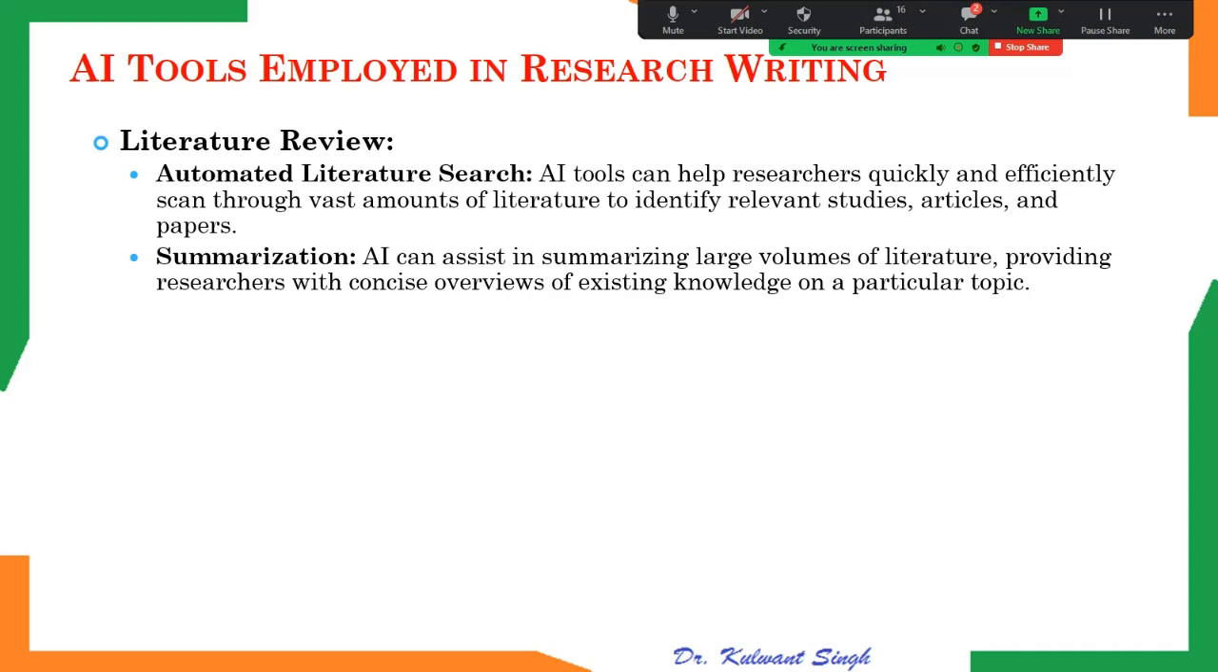The second thing is summarization. Once we collect the literature, the researcher goes through the complete paper and then extracts only the important information that is relevant to our study in that particular paper. So AI tools can assist the researcher in summarizing this large volume of literature and providing a concise overview of the existing knowledge, existing information on our selected topic. So this is the capability of the AI tool for the literature review.